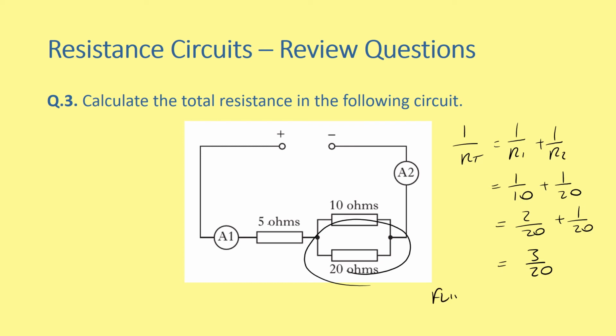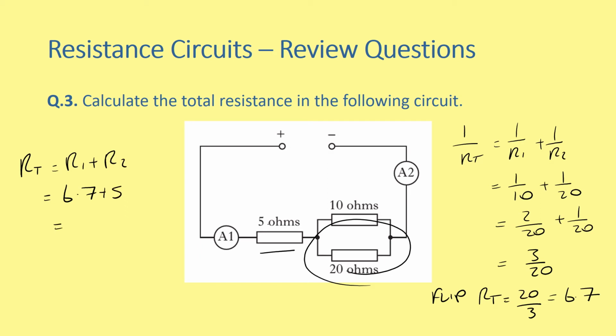Remember, we need to flip. So 1 over RT is equal to 3 over 20. So RT is equal to 20 divided by 3. So we're going to have to do some rounding here. 20 divided by 3 rounds to 6.7. We then add that to our series, 5 ohms. RT is equal to R1 plus R2, which is equal to 6.7 plus 5, giving us 11.7 ohms, which we could round to 12 ohms.